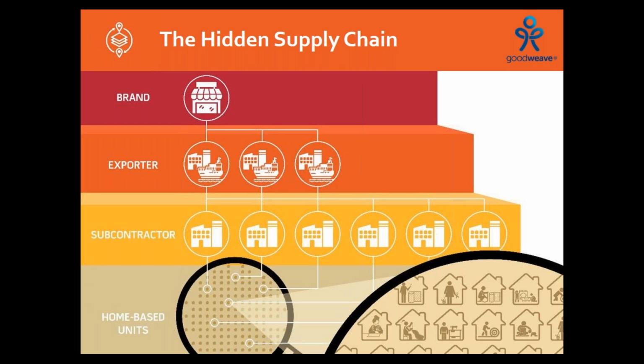Of course, the links between the different levels of the supply chain may vary. For example, an exporter may be sourcing directly from a home-based worker without the involvement of a subcontractor. At the same time, the same home-based worker may also be working with a number of subcontractors on different orders, or one subcontractor may be linked to a number of exporters and place orders to various home-based workers.